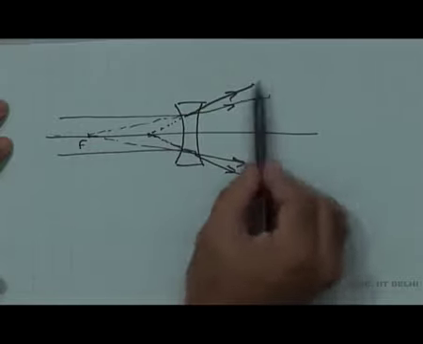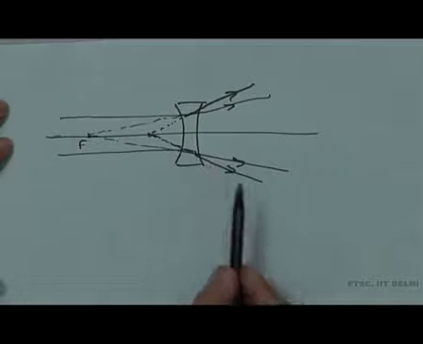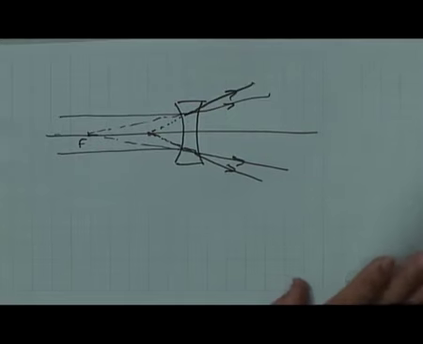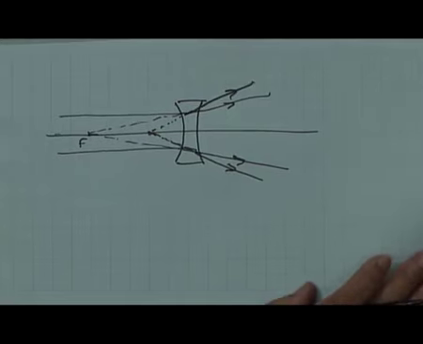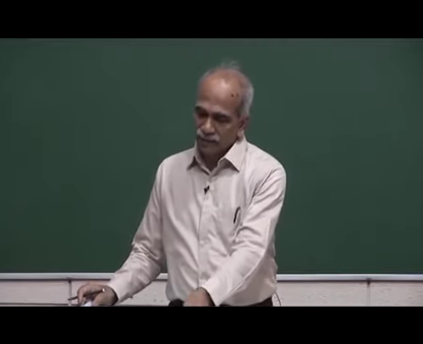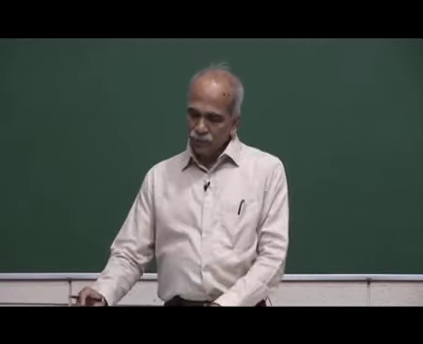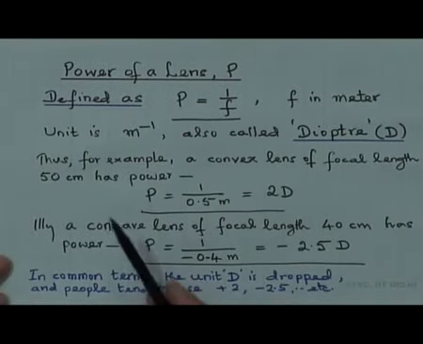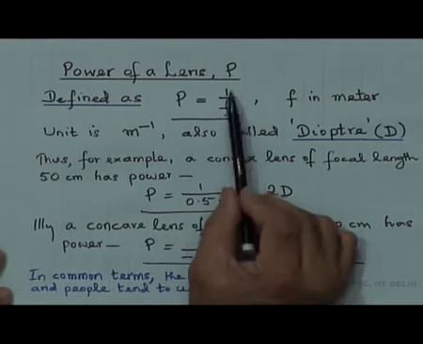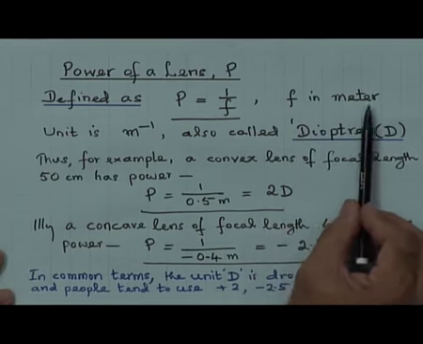Small focal length, stronger divergence, and in the biconvex case, small focal length, that means it is a stronger convergence, and here it is a stronger divergence. In either case, the converging power or diverging power are inversely proportional to the focal length, and therefore the power of a lens P is defined as P is equal to 1 by F, where F is in meters.